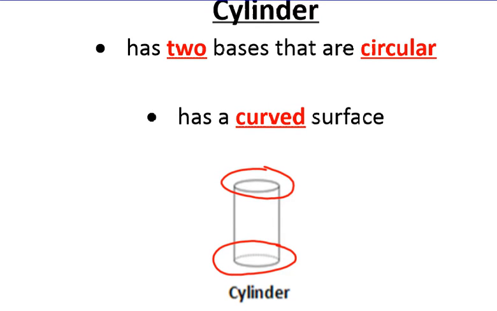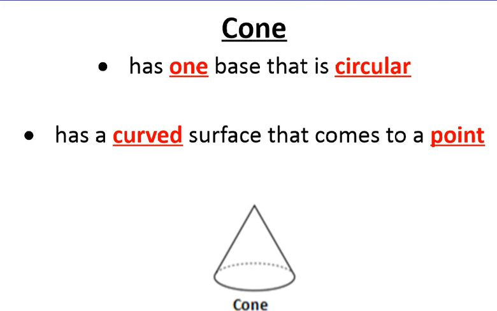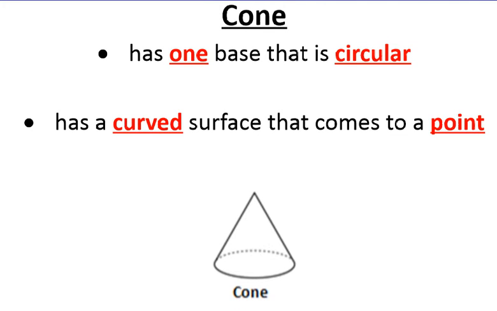You'll talk more about cylinders next year. Alright, cone is another one that we're going to talk about for a couple days, but we're not going to be calculating anything mathematically with it. So a cone has one base that's circular, and you can see that base right here. And it has a curved surface that comes to a point right here. And that's a cone. Upside down ice cream cone.